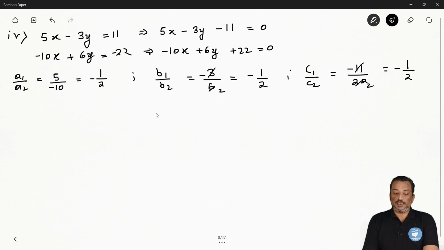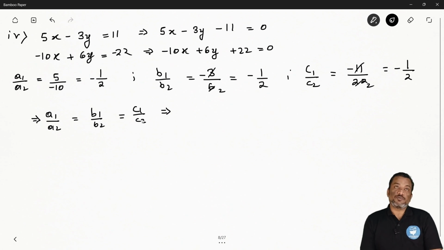So now you can say all these ratios are equal. So you can say a1 over a2 is equal to b1 over b2 and is equal to c1 over c2. Now all ratios are equal, when it is happening, when it is coincident. Coincident, which means they have infinite solutions. Okay, so which means it will also form consistent. So you can say consistent.